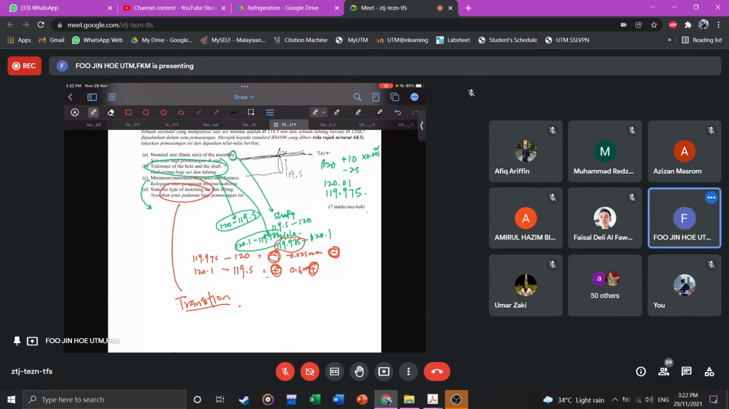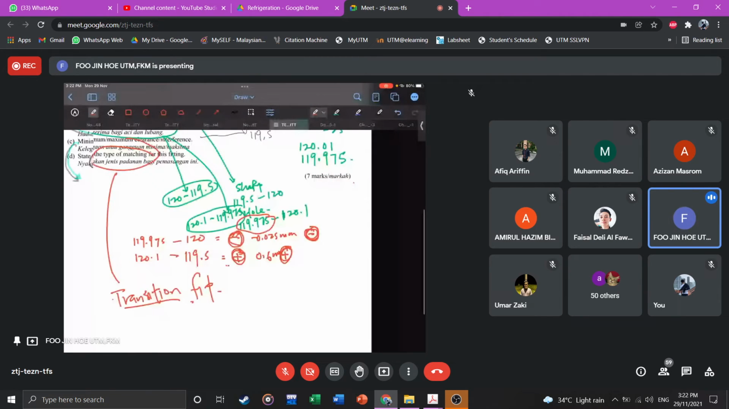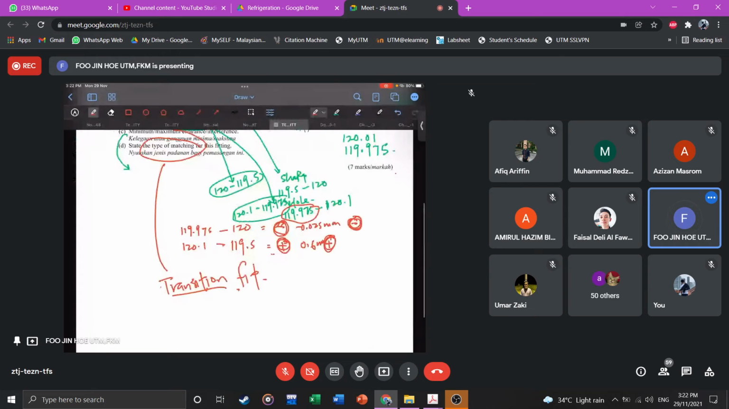So that gives you a transition fit. How do you differentiate that? If both are positive, it's a clearance fit. If it's negative and positive, or positive and negative, this is a transition fit. If it's negative and negative, interference fit. That's how you differentiate these three categories.